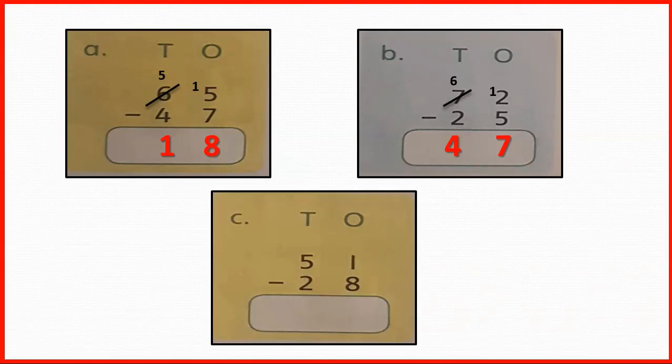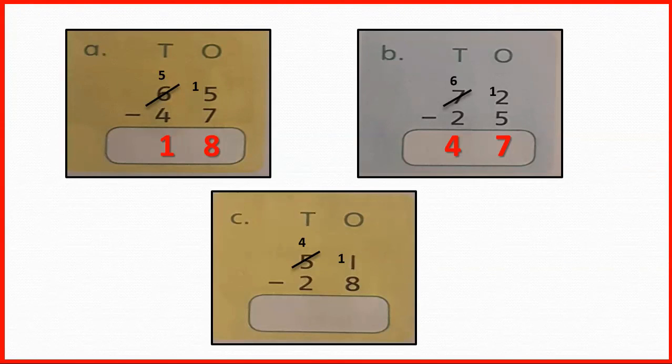Now students, you tell me, can we take away 8 from 1? Very good. No, we cannot take away 8 from 1. So here we have to take 1 ten from the tens column and change it into 10 ones. Now there are 11 ones and 4 tens are left. Now we can take away 8 from 11.